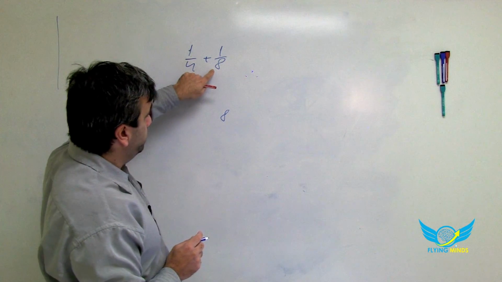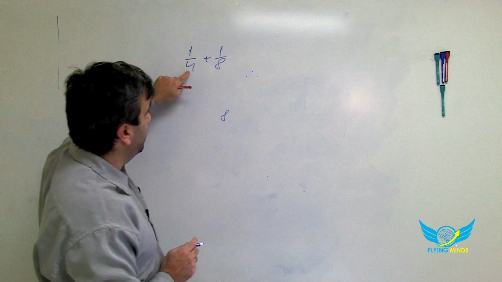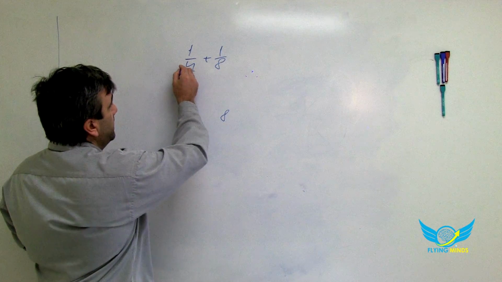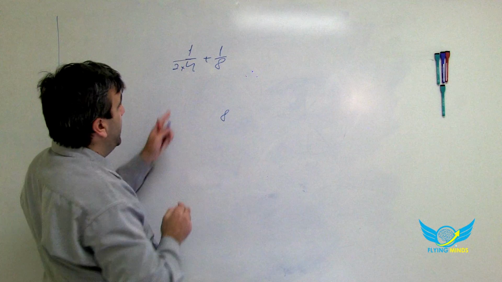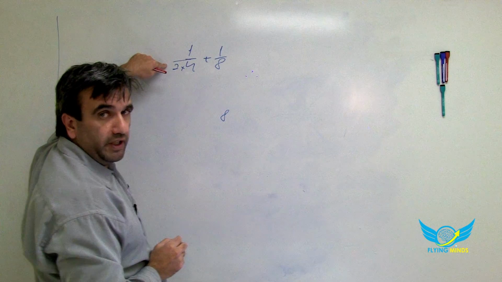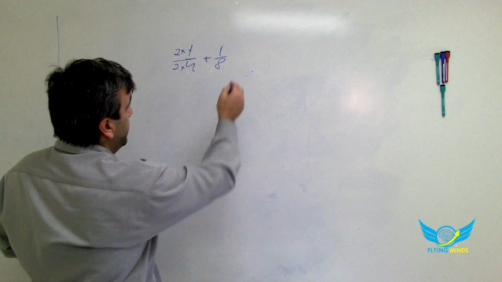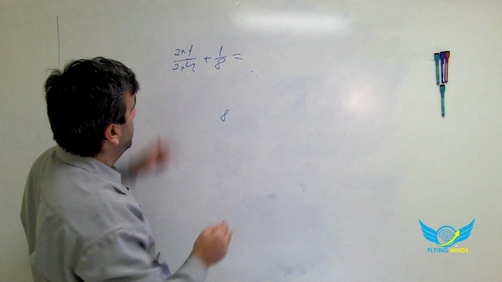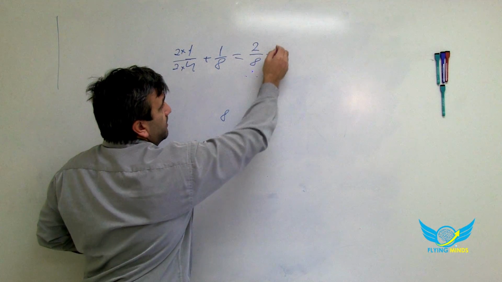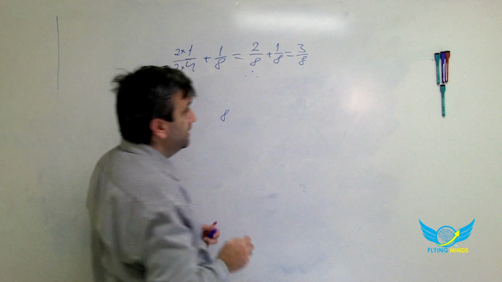Because we already have 8 here, we don't have to do anything, but here we have 4. How do we make 4 into 8? We have to multiply it by 2. Because we multiplied the denominator by 2, we have to multiply the numerator by 2. Our 1/4 becomes 2/8, plus 1/8 equals 3/8.